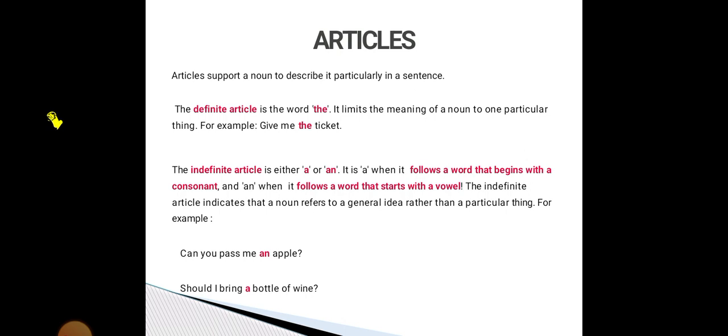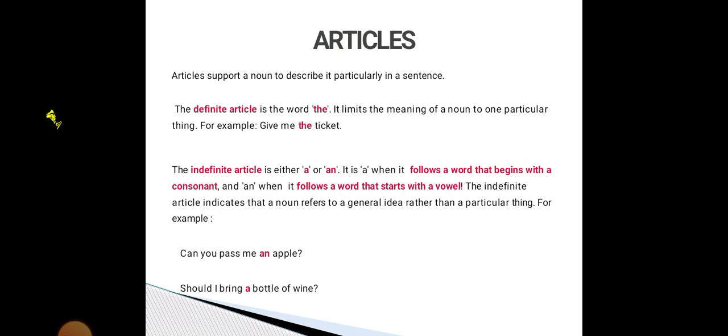So it is very easy. Articles support a noun to describe it particularly in a sentence. There are two types of articles: the definite article and the indefinite article. The word used in the definite article is the. It limits the meaning of the noun to one particular thing. For example, the mountains, the Himalayas. Give me the ticket. In this sentence, the is the definite article.